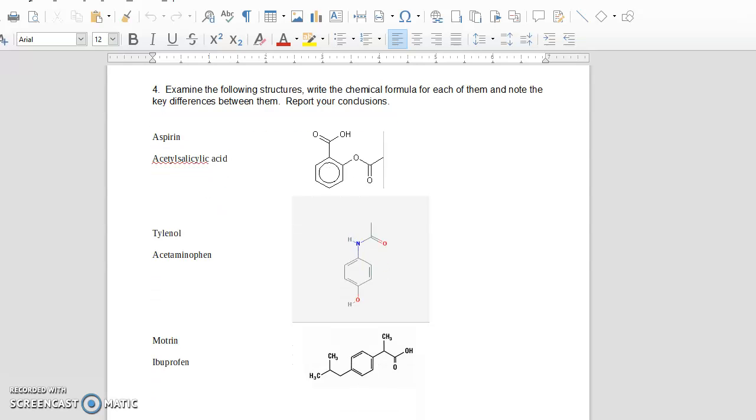The next one. Here you're looking at three different types of pain medication. Aspirin, which is acetylsalicylic acid, okay? And then you have Tylenol, which is acetaminophen, and Motrin, which is ibuprofen, okay? So three different ones. These two are both non-steroidal anti-inflammatories. This does not belong to that group at all, okay? Ibuprofen is quite a bit different than those other ones. And so point out what you see as similarities and differences between these different groups.